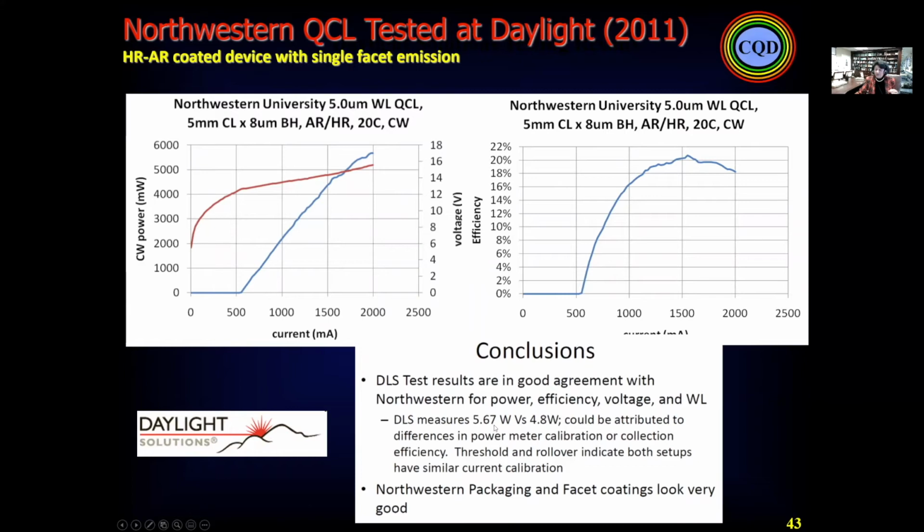Daylight measured 5.67 watts versus 4.8 watts at Northwestern. Why? Because for everything that I'm doing and publishing, I take the very low level, not the best result.